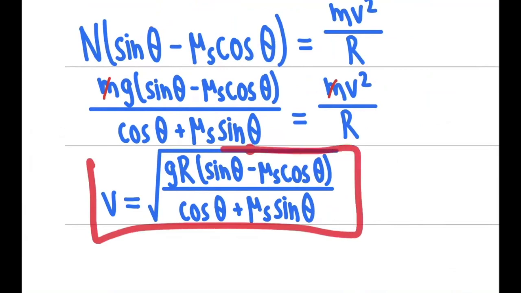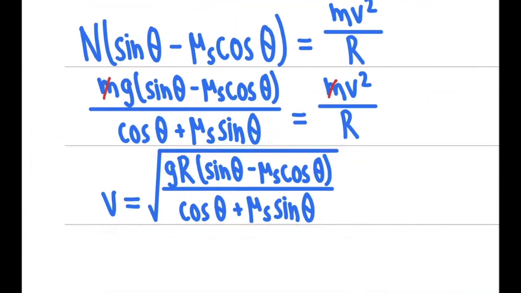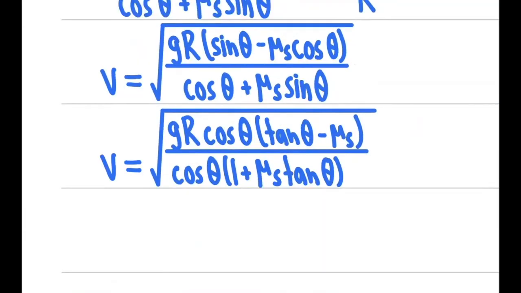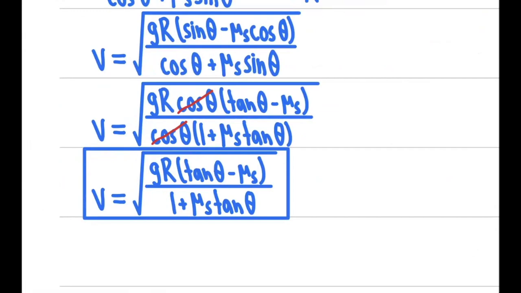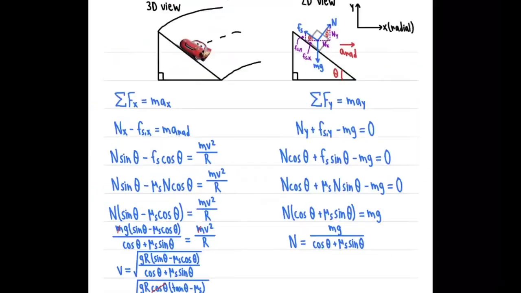You can technically box this answer right now, but you can clean it up a little bit. What I'm going to do is factor out cosine theta from the numerator and denominator. So you'll get this. Notice how when you factor out the cosine, you have sine over cosine, which is tangent. So these cosines will cancel. So that's the minimum speed Lightning McQueen has to travel so he doesn't slide down the banking. It's the square root of g r times tangent theta minus mu s, divided by 1 plus mu s tangent theta. So this is in terms of everything that was given in the problem because we're given theta, mu s, and r.